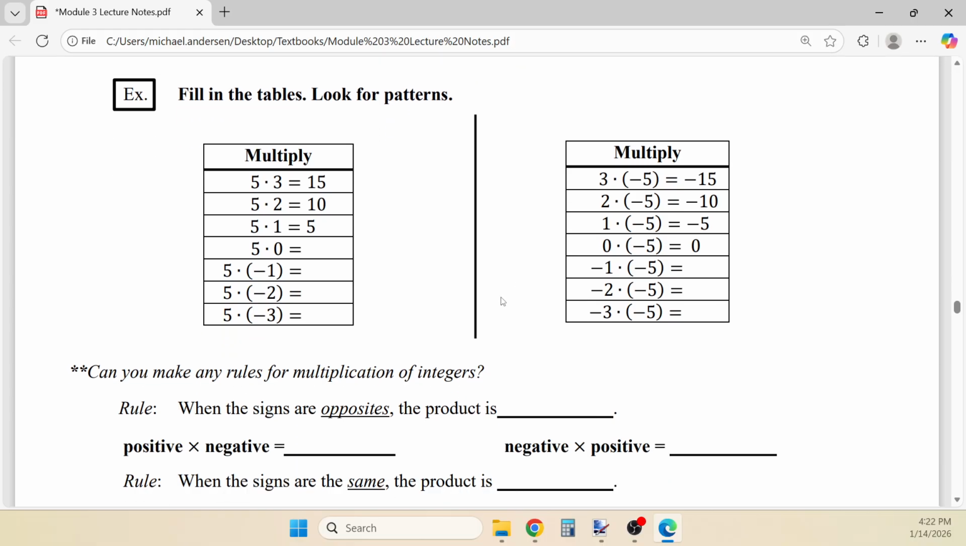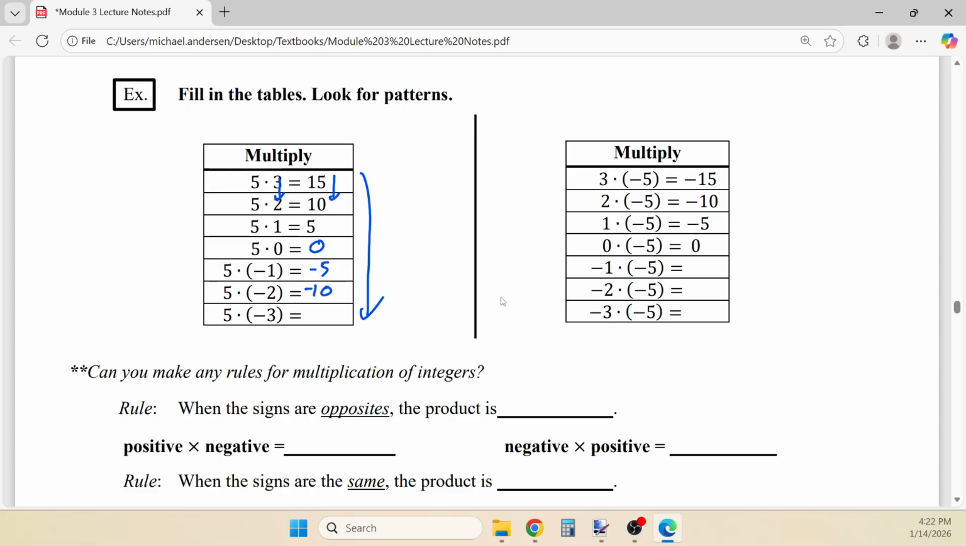We can fill out this chart. Anything times 0 is 0. Negative 1 times 5 is negative 5. And we notice as we're going down, the pattern is that every time this number goes down 1, this number goes down by 5. The next number is negative 10, and you can do the last one on your own.